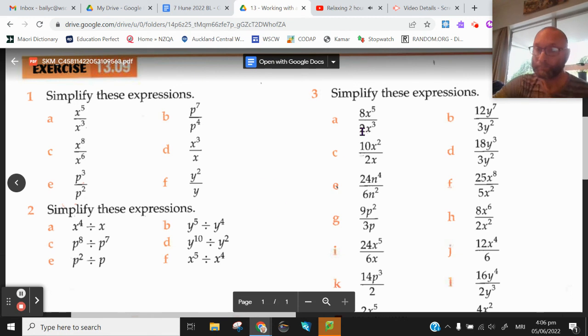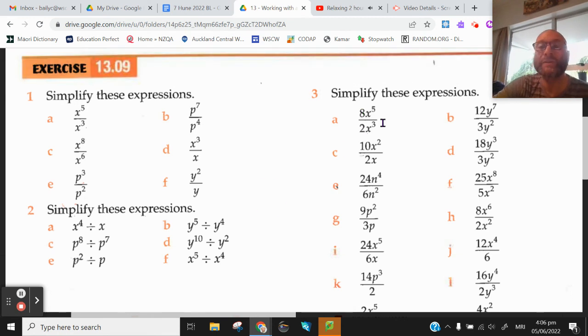And one more, we've got 8 divided by 2, which is 4. And x to the power 5 over x to the power 3 will be x to the power 5 minus 3, which would make the final answer 4x to the power 2.